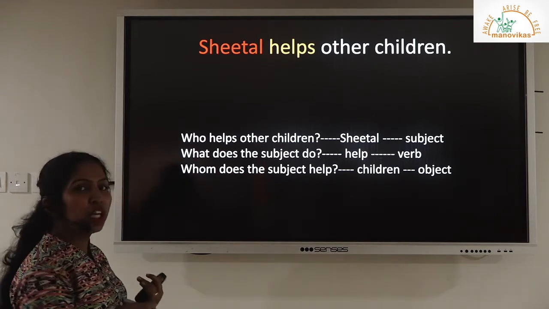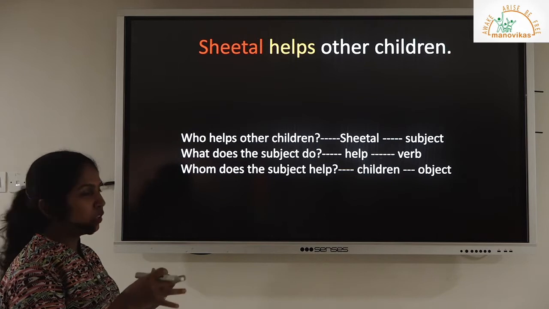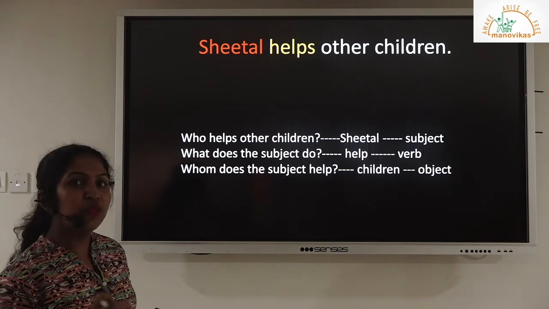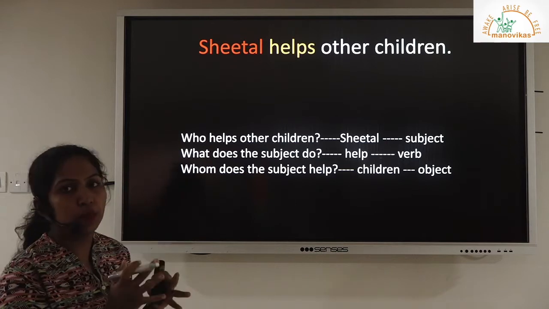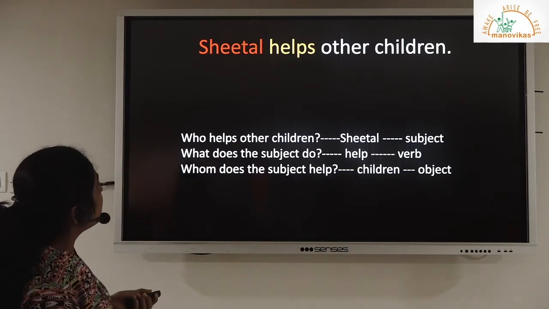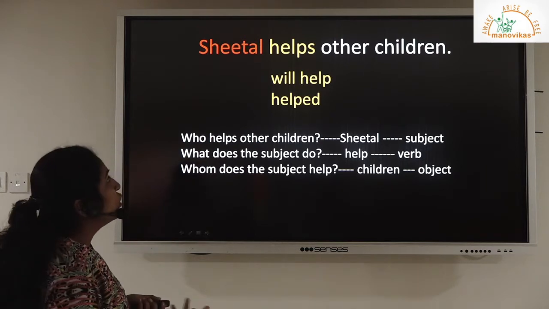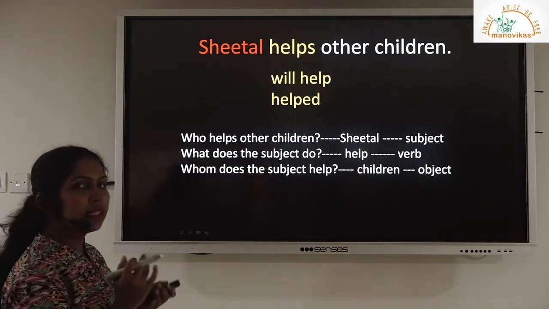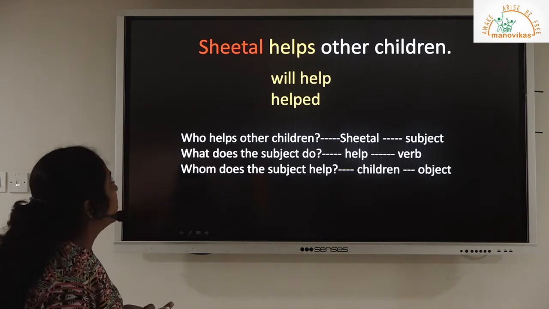Now we know we have a subject and a verb, but we need to find out whether there is an object in the sentence or not. Whom does the subject help? The subject helps children. So we have the subject, the main verb, and the object to make the sentence sensible and complete. The second rule is that we need to see whether it changes its tense. Help can change to will help or helped. Hence it fits the rules to be called a finite verb.